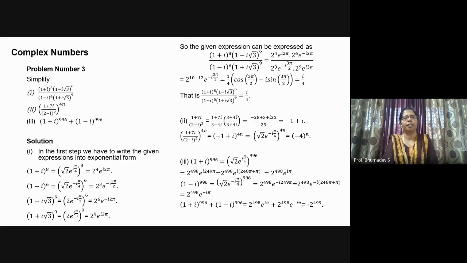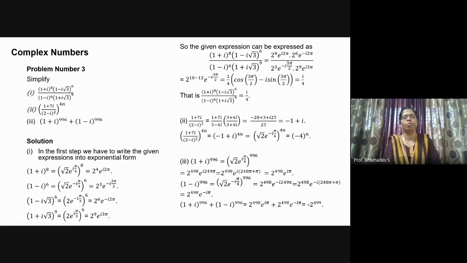Next, in the third sum, we are going to see the simplification of the given terms. The first one is (1 plus i) whole power 8 into (1 minus i root 3) whole power 6, upon (1 minus i) whole power 6 into (1 plus i root 3) whole power 9.